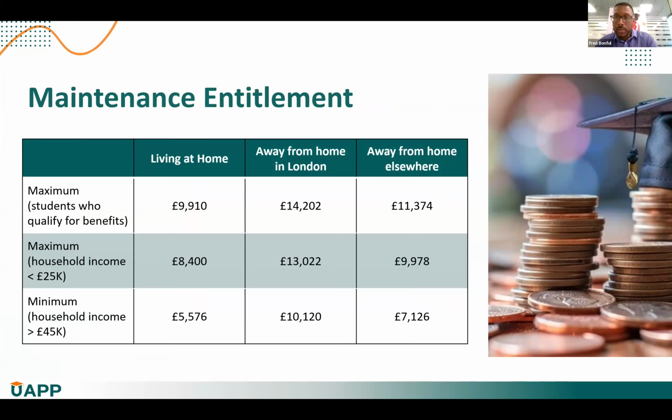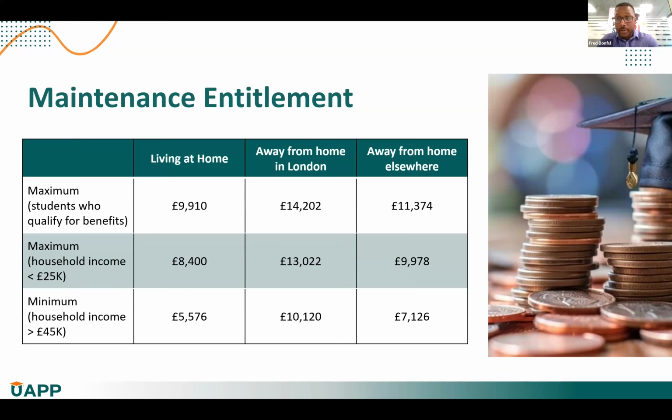Okay, so in terms of the entitlement, this is just going into more detail of the maintenance loan entitlement. I know, again, a lot of individuals throw out different numbers, but this is from the Student Finance website, so this is from a reliable source. And just to make it easier for you, the top category is maximum. So that's the maximum you can get. That's for students who qualify for benefits.